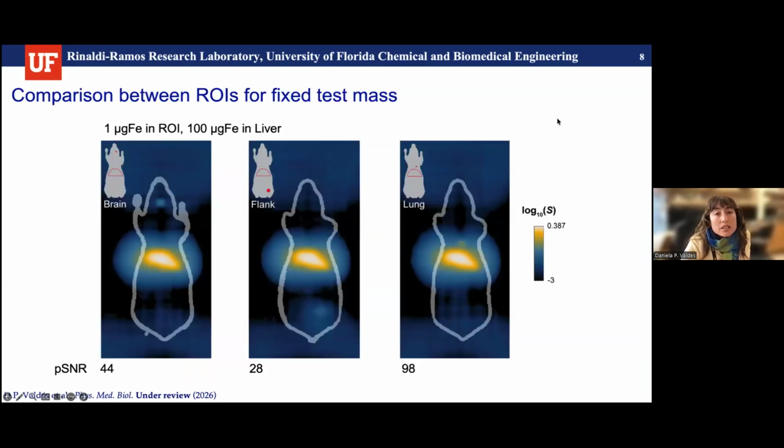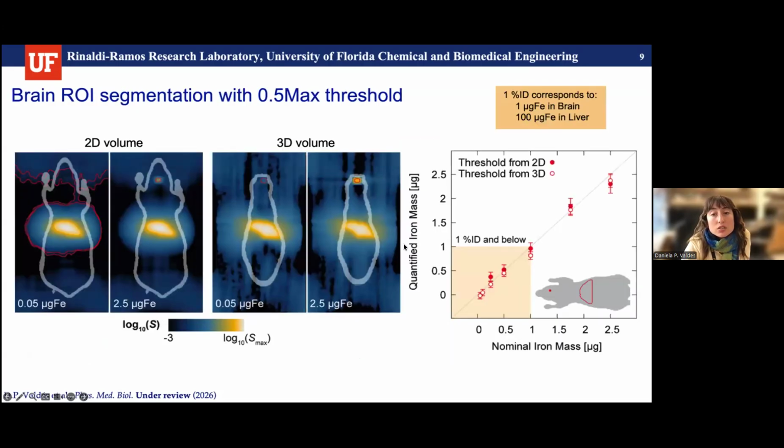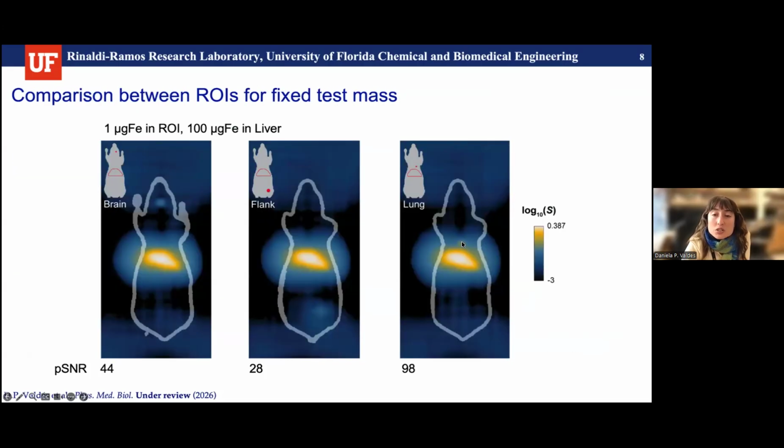Just to start with, for 1 microgram in the region of interest and a 2D scan, we can compare the different regions and see how they're different. I said that the brain was more localized than the flank, which is more spread out. And the lung here is also localized, but you might notice that the highest values of signal are in the lung ROI, then the brain, then the flank.